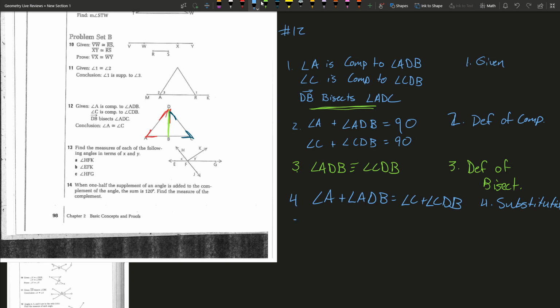And then we can substitute again using this substitution. And we can just pick one. So I'm going to pick substituting CDB for anywhere I see ADB. Yes. So now we have two things on the same side. Those cancel each other out. So you're left with angle A is equal to angle C.